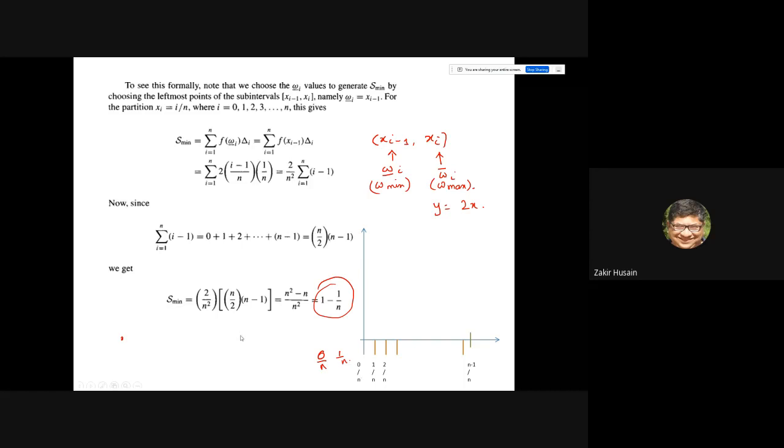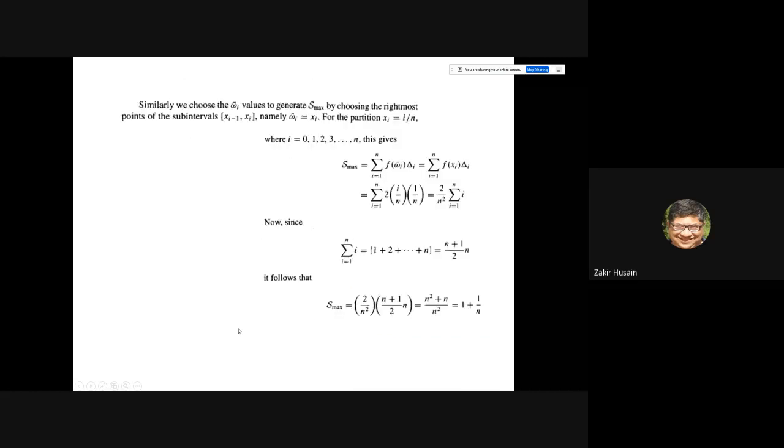Okay. Now let's go to the other extreme, S max. In case of S max, this is the boundary subinterval, so we have to take xi for each omega. For the partitions, xi will be 1 by n. So S max is equal to the summation of the function of omega I, but this is overscore, so omega max, into del I. The del I, as we have shown, is 1 by n.